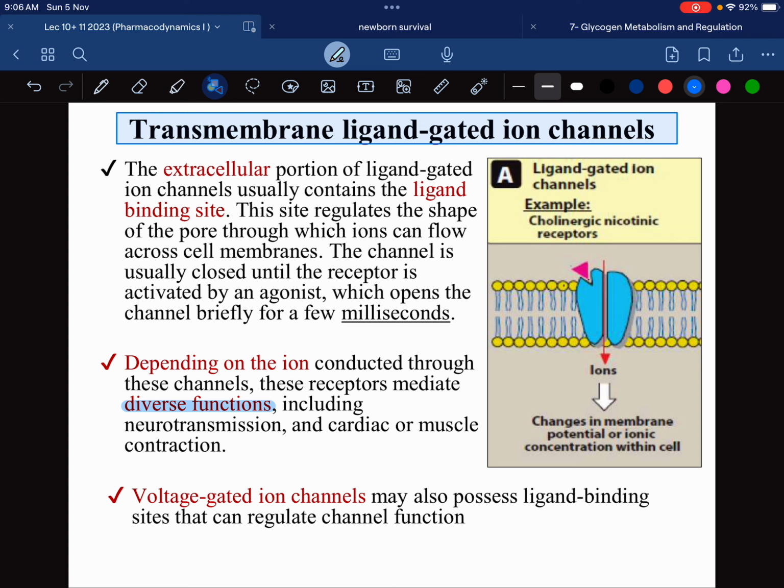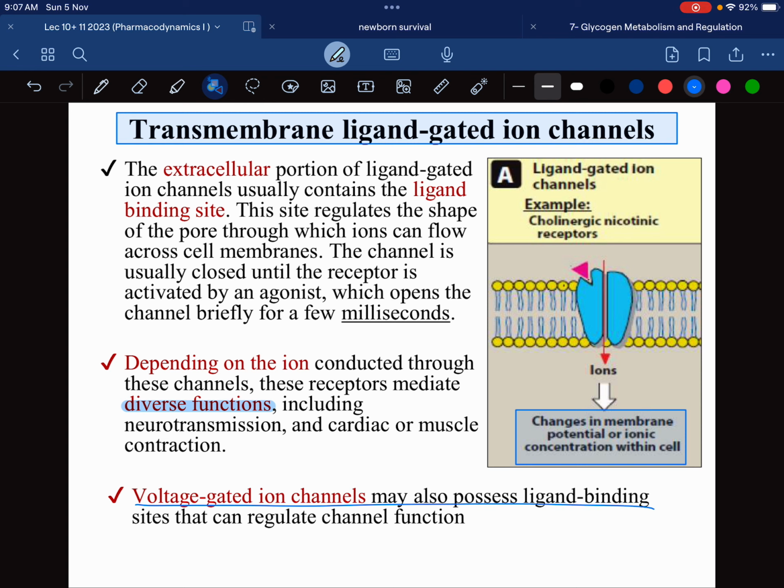So according to the place of that receptor, the receptor will bind to the binding site, extracellular, then the activity will depend on the ion. The change in the membrane potential or ion concentration within the cell will produce a biological activity.